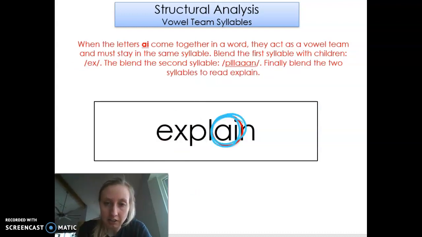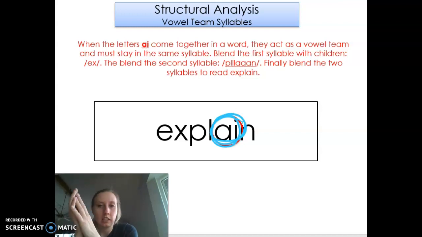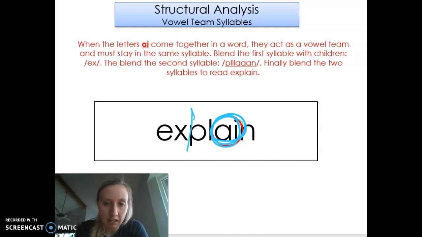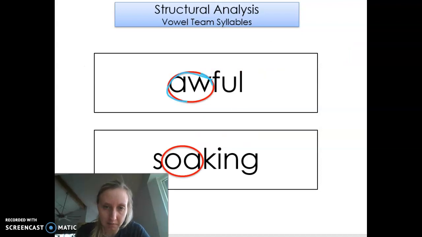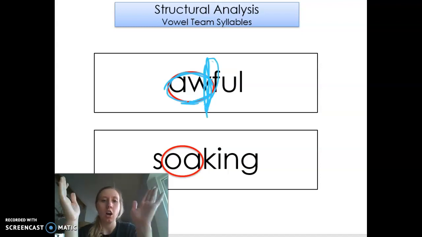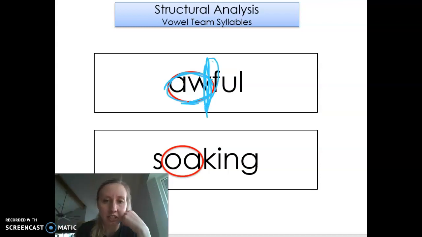AI is another vowel team. Okay, so let's explain is the word. Let's break it into syllables. Explain. So EX, explain. Do you see how the AI stay together? They're not separated because they're a team. So here's another vowel team. Okay, so we're going to go like this. Awful. See how they stay together?